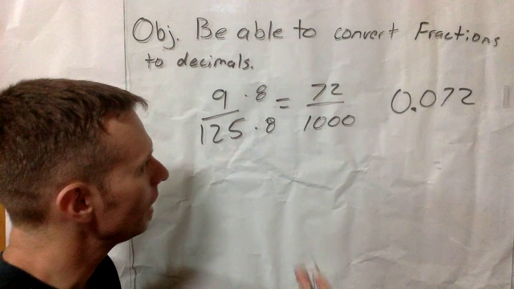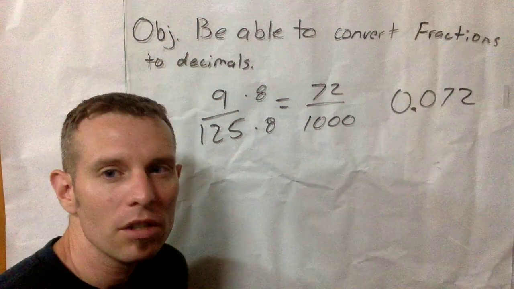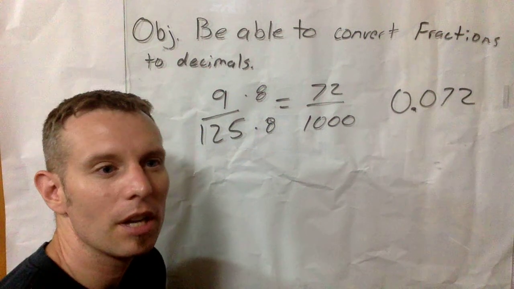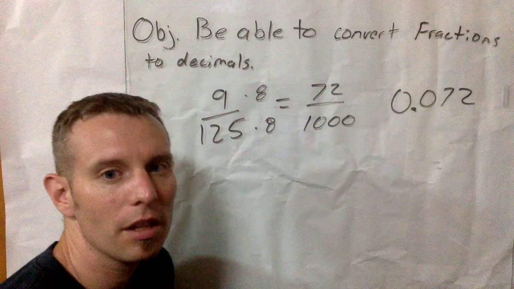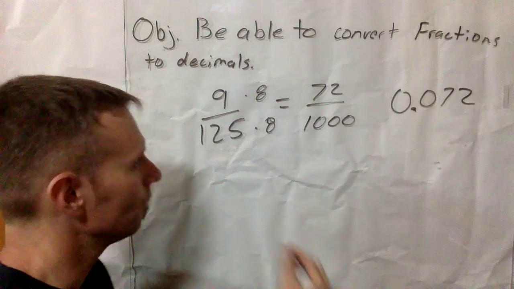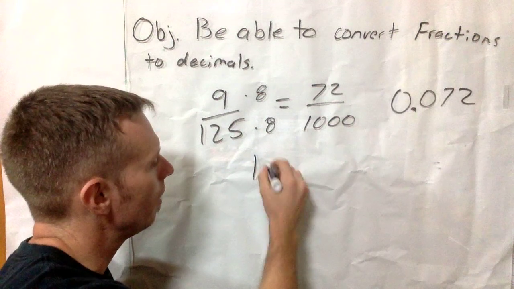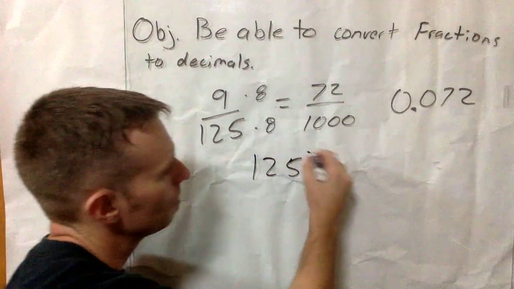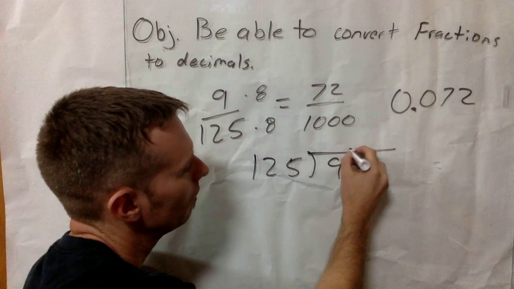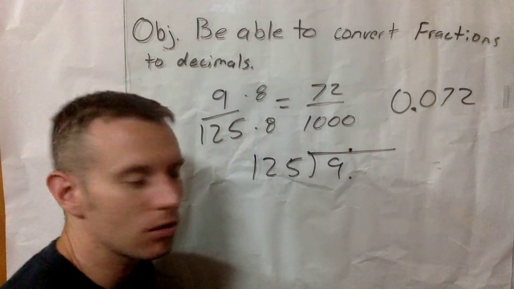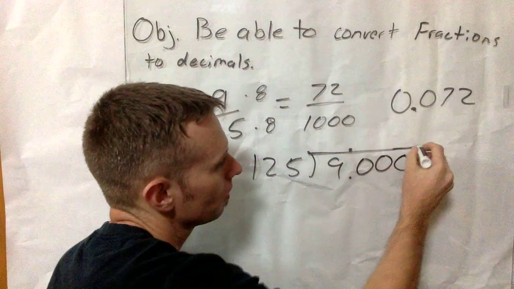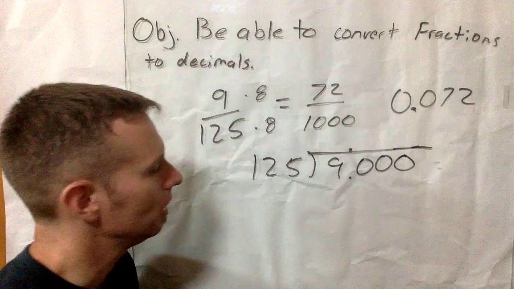Now, last but not least, if you saw 9 over 125 and you just didn't have a clue, forgot that it was times 8, you could multiply times 8 and get 1,000. Again, you could still always go back and do it the other way by dividing this out. That is another option to do. So 9 divided by 125. Remember, we put the decimal straight up because we don't have to move it over here.